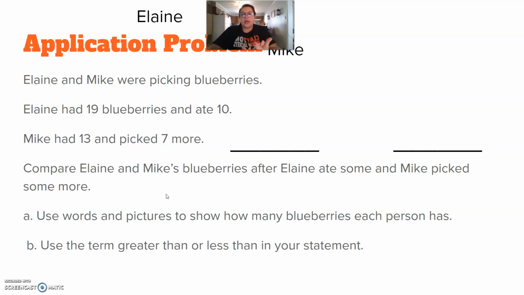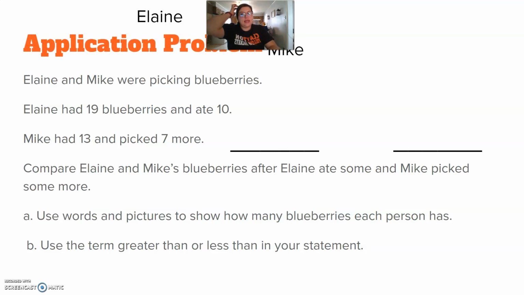So here is our application problem. Elaine and Mike were picking blueberries. Elaine had 19 blueberries and ate 10. Mike had 13 and picked 7 more. Compare Elaine and Mike's blueberries after Elaine ate some and Mike picked some more. Use words and pictures to show how many blueberries each person has.